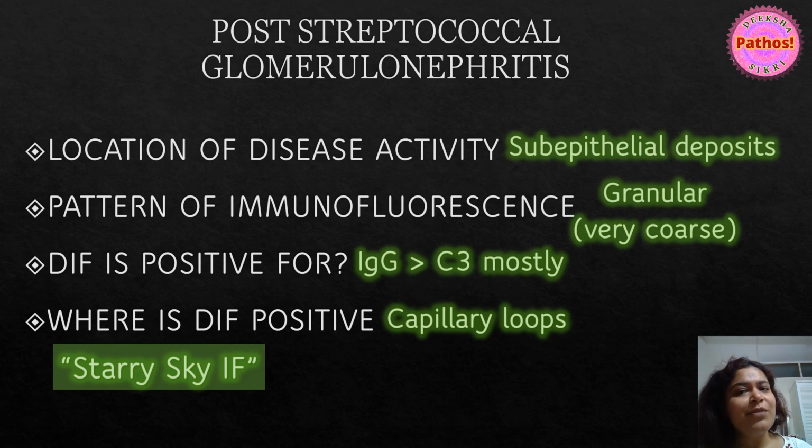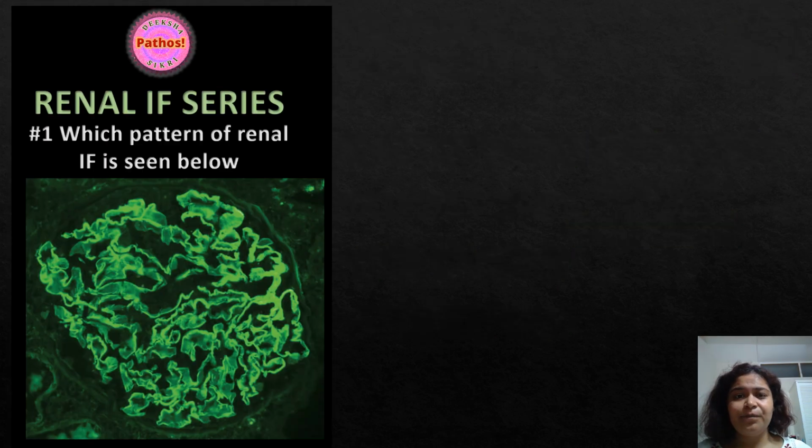Please do not confuse it with starry sky appearance of high-grade lymphomas like Burkitt. That is on HNE and that is in a lymphoma. This is on immunofluorescence seen in PSGN.